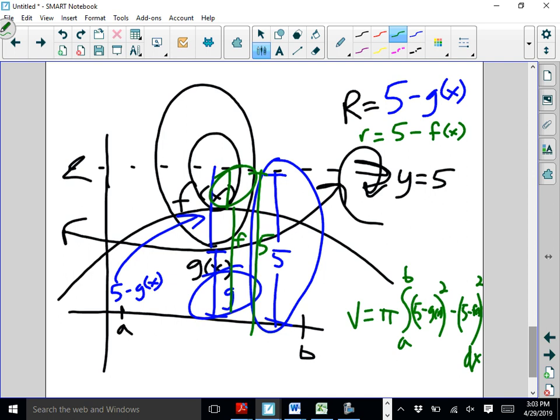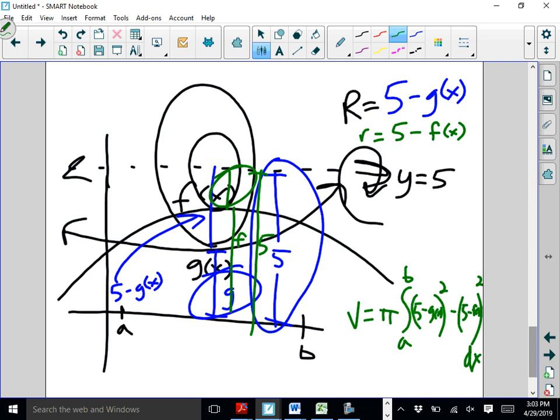Okay. So we might have to do washers below, washers above. Either way, we can do it. When it's below, we always take the top function and add however far below it went. When it's above, we take the number and subtract the bottom function to get the big radius, subtract the top function to get the little radius. Okay.